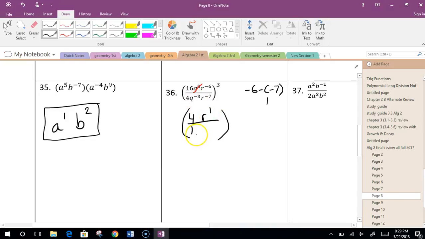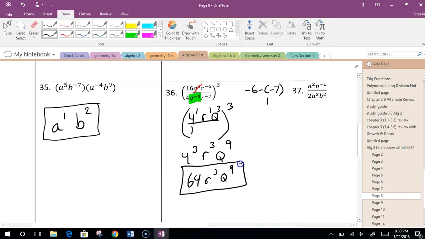Now this q to the negative 3 right down here, we don't want to have a negative in our denominator, so we're going to bring the q cubed up top so it becomes positive. There's still a 3 exponent on the outside, so the 1 on the bottom is really no longer needed. Now we just need to make sure, remember, the 4 has a 1 exponent on it. Let's multiply all these exponents, so we get 4 to the 3rd, r to the 3rd, and q to the 9th. The only thing left to do here is to simplify. 4 to the 3rd would be 64, r to the 3rd, q to the 9th.